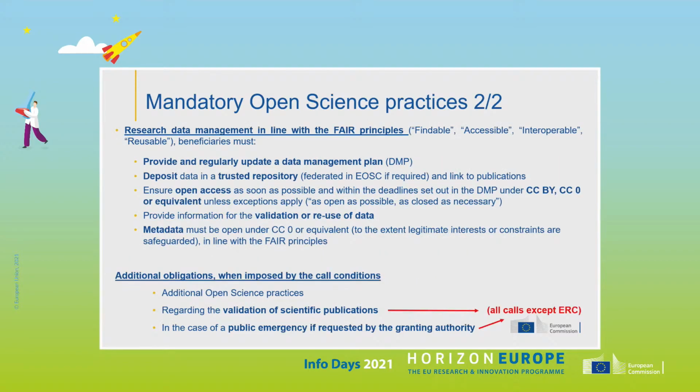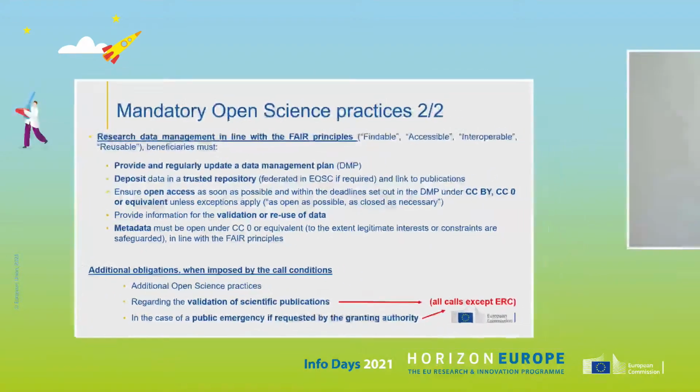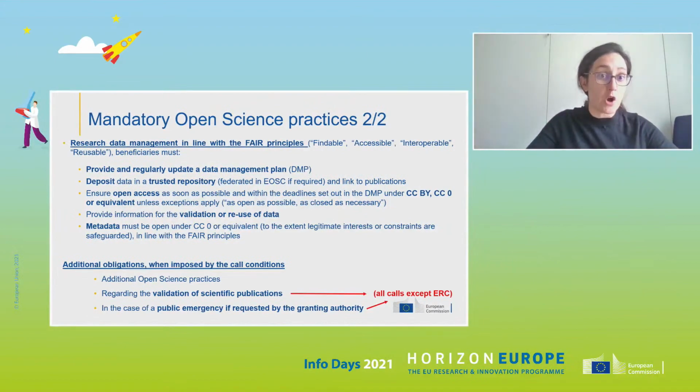And now with regard to research data management and the additional obligations, so we can say categories 2 and 3 or pillars 2 and 3 of the mandatory open science practices. With regard to research data management, the focus is no longer on open access to research data, but on research data management. Research data management in line with the FAIR principles.